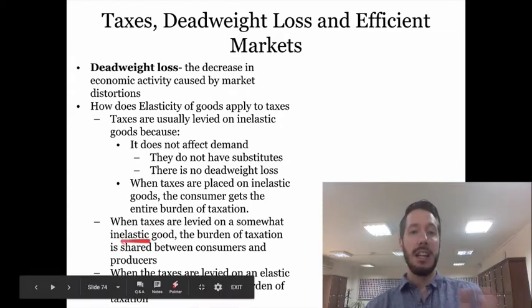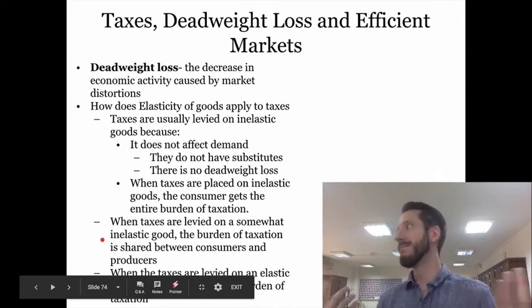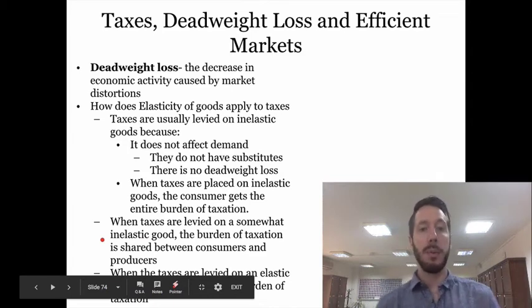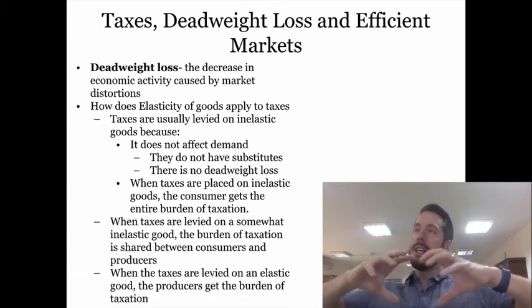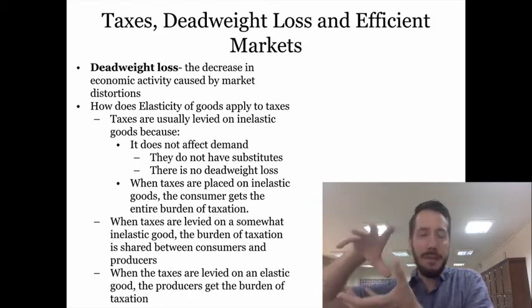When it's somewhat inelastic, like gas or things like that, the burden of taxation is shared, because you don't want to put it all on consumers because they have some options.